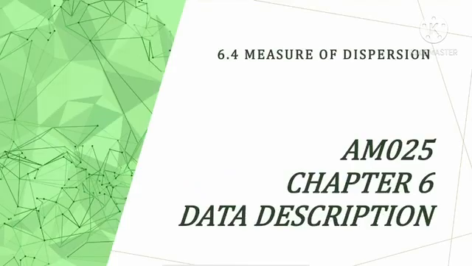Hello everyone, in this video we are going to learn about the measures of dispersion. Measures of dispersion describe the amount of variation in a set of data. If the data are widely scattered, the dispersion is said to be large. Common measures of dispersion are range, variance, and standard deviation.